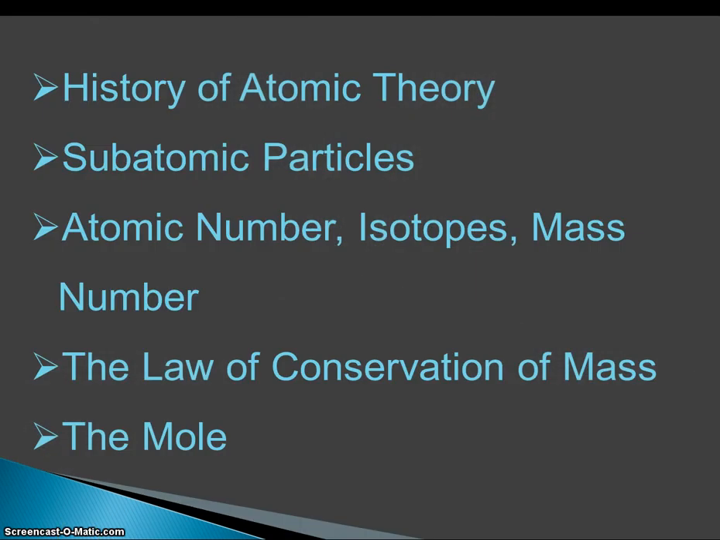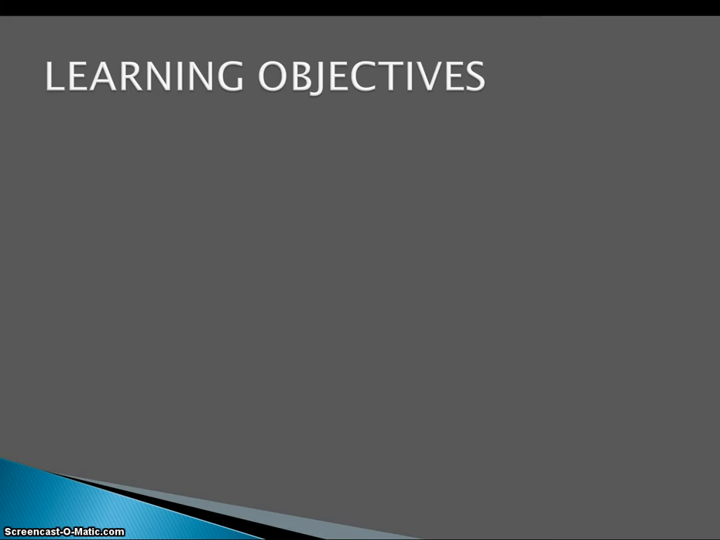So first we're going to talk a little bit about the history of atomic theory, and we'll learn about the different subatomic particles. Hopefully this is a review. A subatomic particle is a particle that's inside of an atom. We'll learn about atomic number, isotopes, and mass number. We'll learn about the law of conservation of mass and do a lab on it, and then we'll learn about the mole. The first three bullets are the ones we're going to focus on for today's lesson.